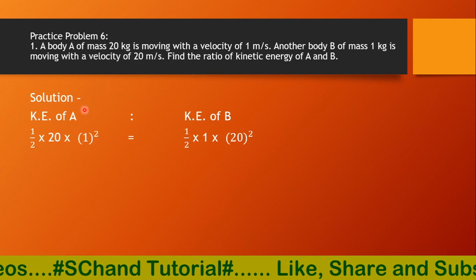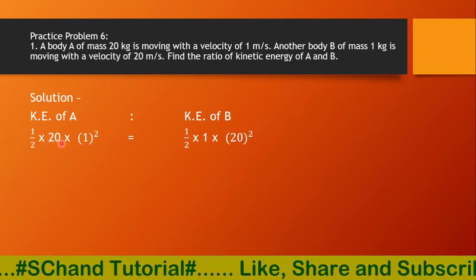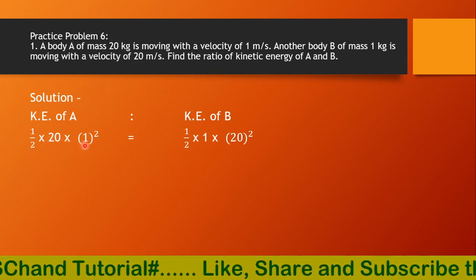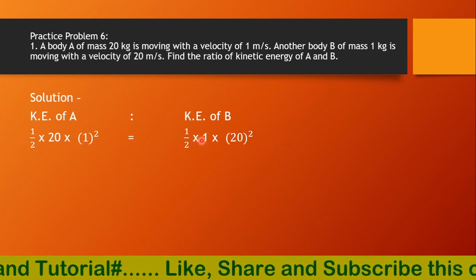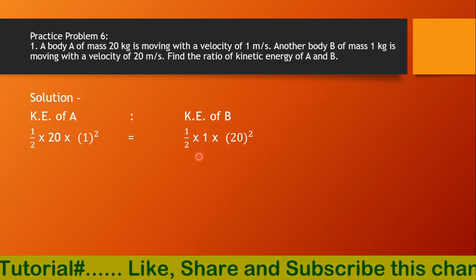So kinetic energy of A is half mv square. Half m for A is 20, and the velocity of A is 1. So kinetic energy of B is half mv square again.